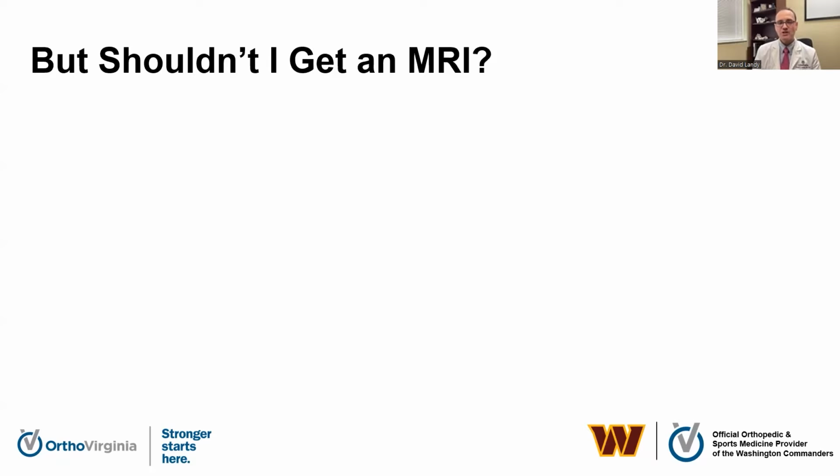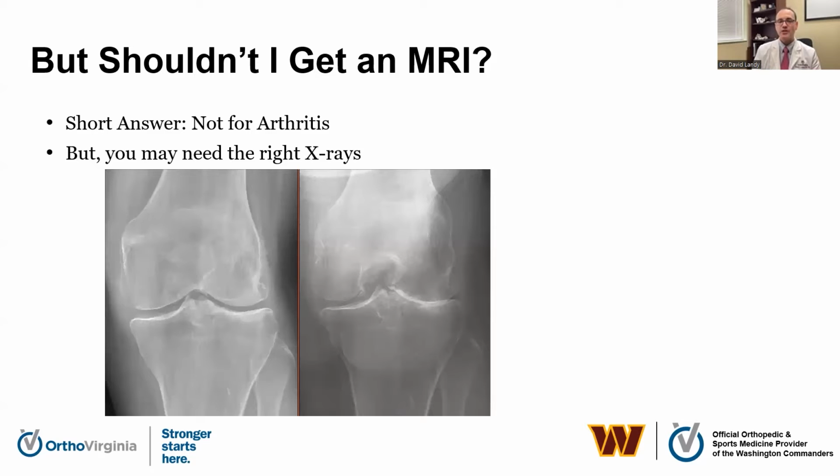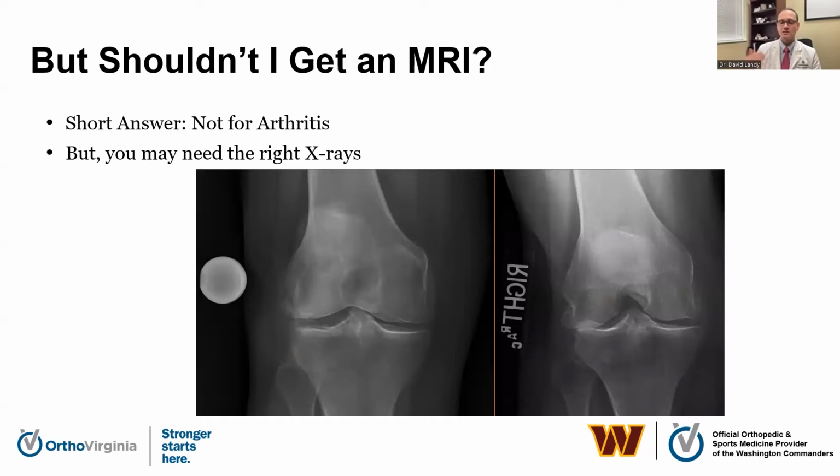A common question we get is, shouldn't I get an MRI? The short answer is no, not for arthritis, but it's important to note that you do want to get the right x-rays. So here's an example where on the left, you can tell that patient has arthritis, but when you get a special x-ray where they're bending the knee a little bit, you can see it's nearly bone on bone. This is another example where the x-ray on the left doesn't look as impressive, and as soon as you take a special view, you can see it's pretty much bone on bone.